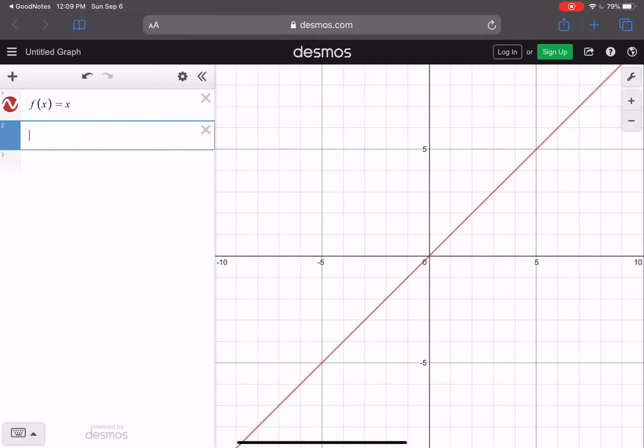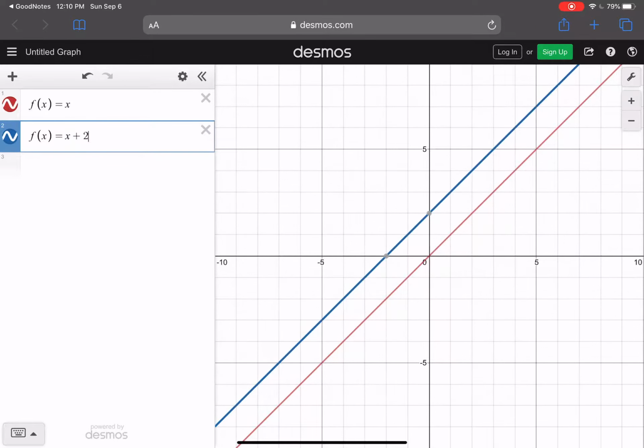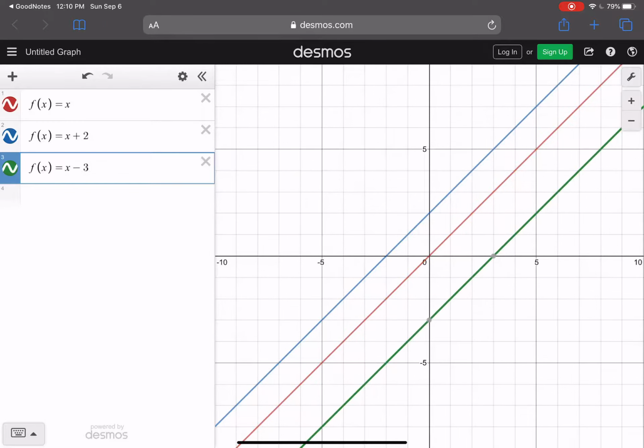The most basic, simplest linear equation is y equals x. This is your parent function. If I do x plus 2, for example, you see that it shifts a little bit, right? The blue one is our new function, x plus 2. What if I subtract? Then it shifts down. So you can play with Desmos, or I can do these things too.